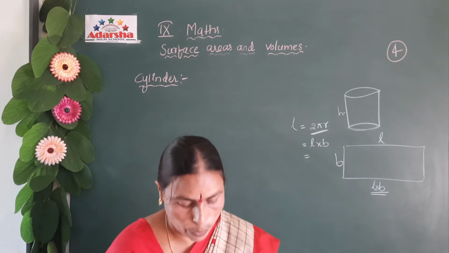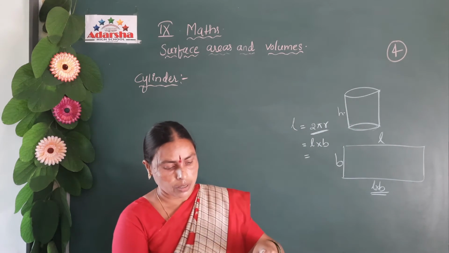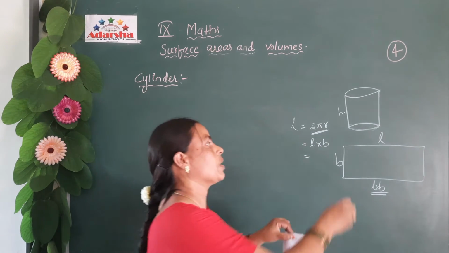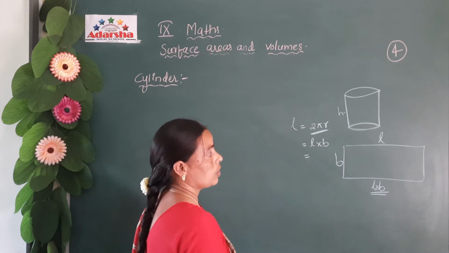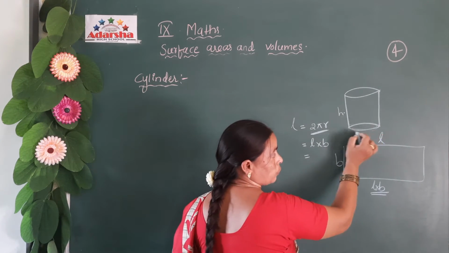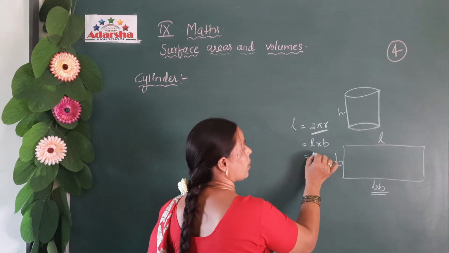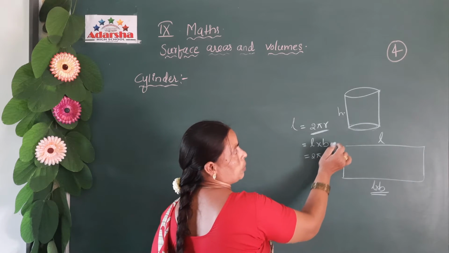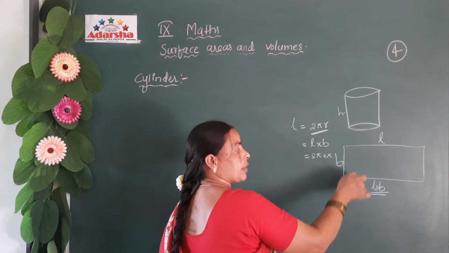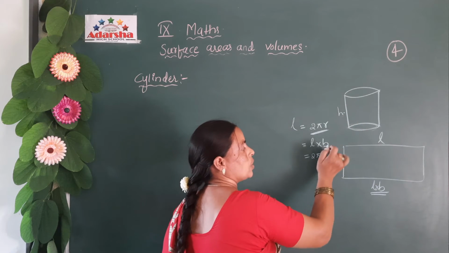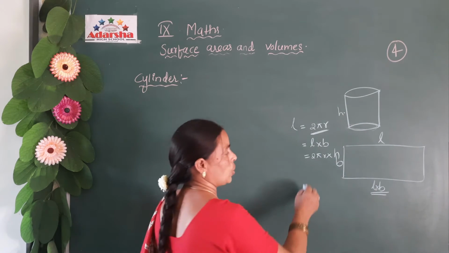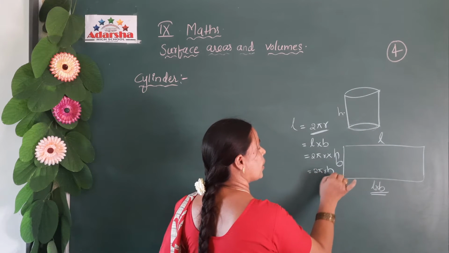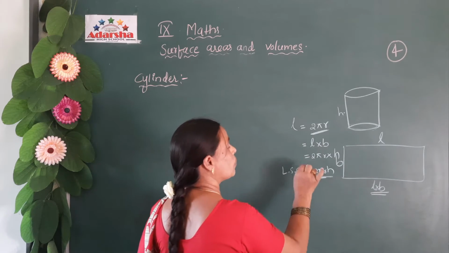So when we folded this rectangular sheet of paper, this is the breadth of the rectangle. This breadth of the rectangle becomes the height of the cylinder. So the length becomes the circumference of the circular face, that is 2 pi r, into B. B is the breadth of the rectangle, which becomes the height of the cylinder. So in place of B you have to write H. Then what is the area of the cylinder we got? 2 pi r H is the lateral surface area of the cylinder.